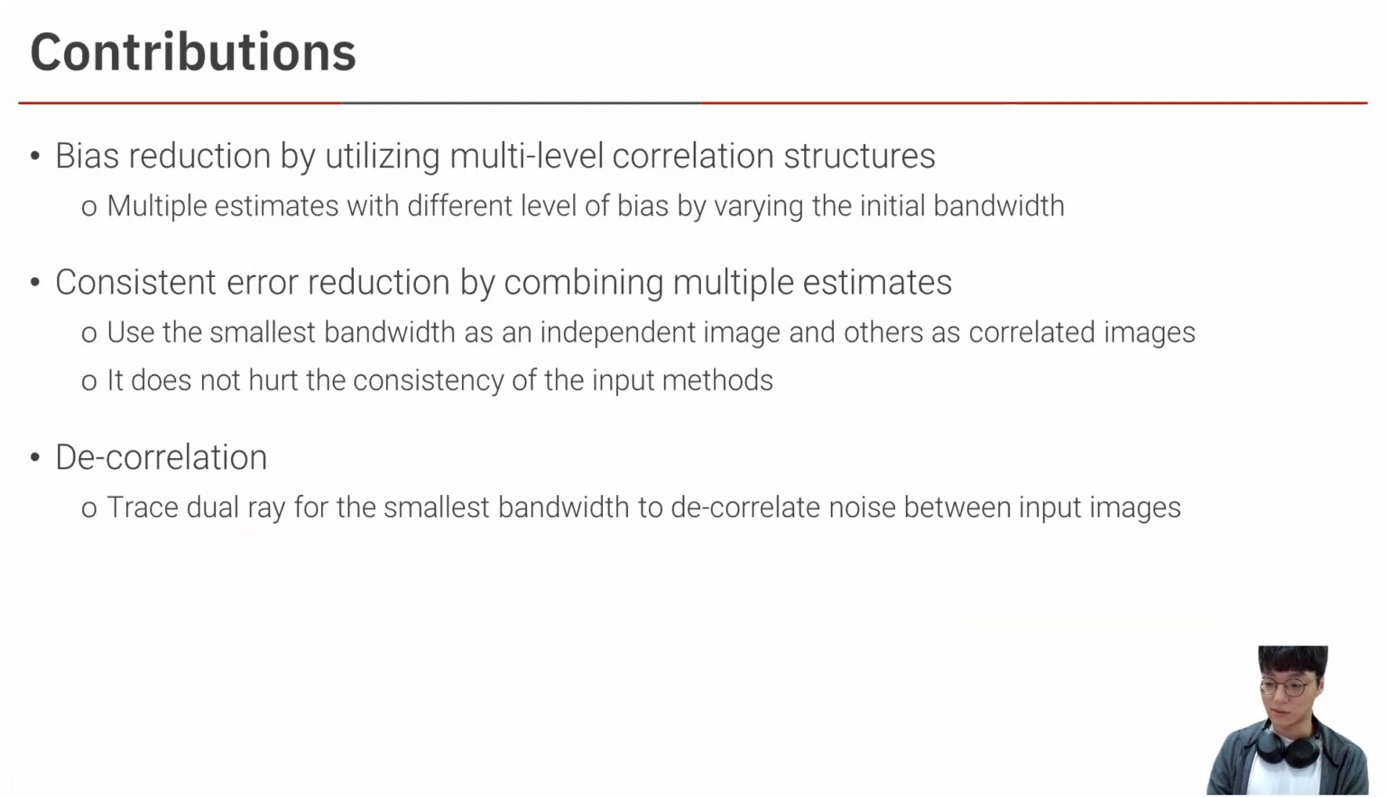We use the smallest initial bandwidth as an independent image and others as correlated images. Importantly, our method is consistent because we combine consistent inputs. Finally, to reduce errors further, we decorrelate the images by tracing additional rays for the independent image. Let me explain these contributions one by one.